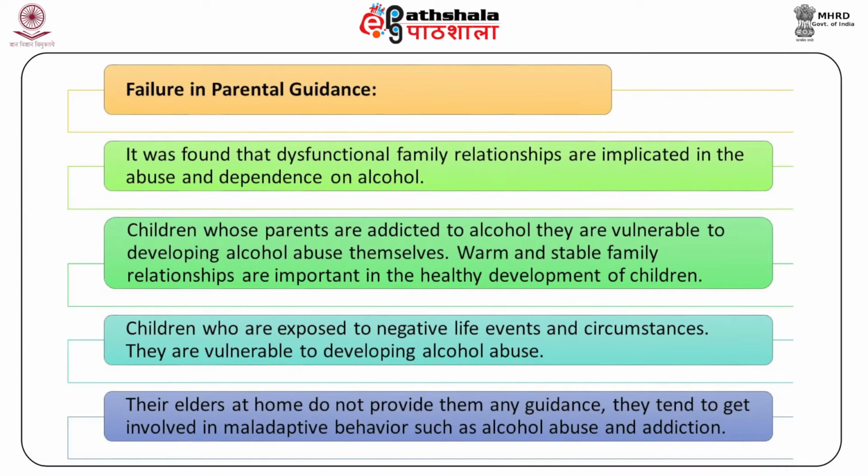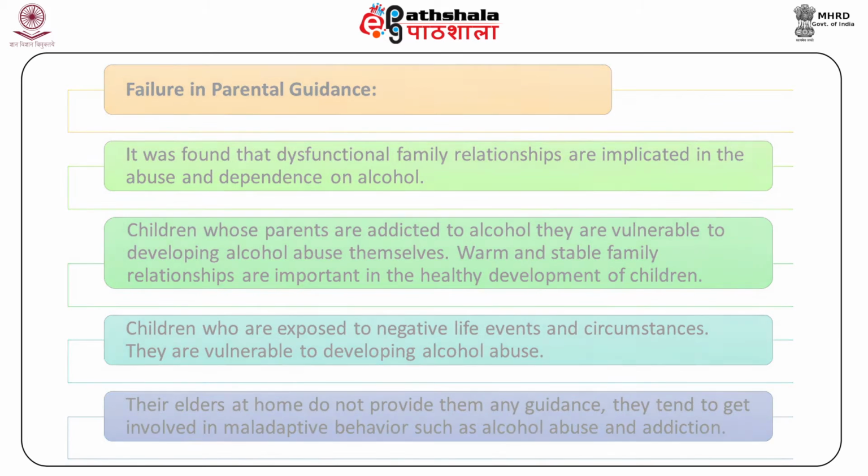Failure in parental guidance. It was found that dysfunctional family relationships are implicated in the abuse and dependence on alcohol. Children whose parents are addicted to alcohol are vulnerable to developing alcohol abuse themselves. Warm and stable family relationships are important in the healthy development of children. Children who are exposed to negative life events and circumstances are vulnerable to developing alcohol abuse. Their elders at home do not provide them any guidance. They tend to get involved in maladaptive behavior such as alcohol abuse and addiction.